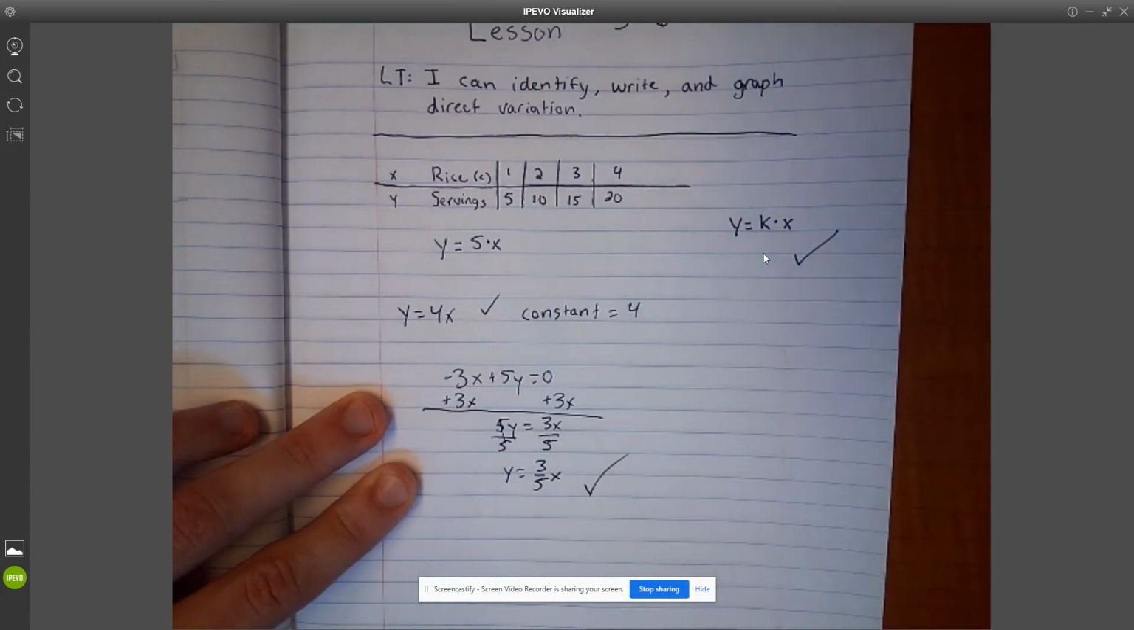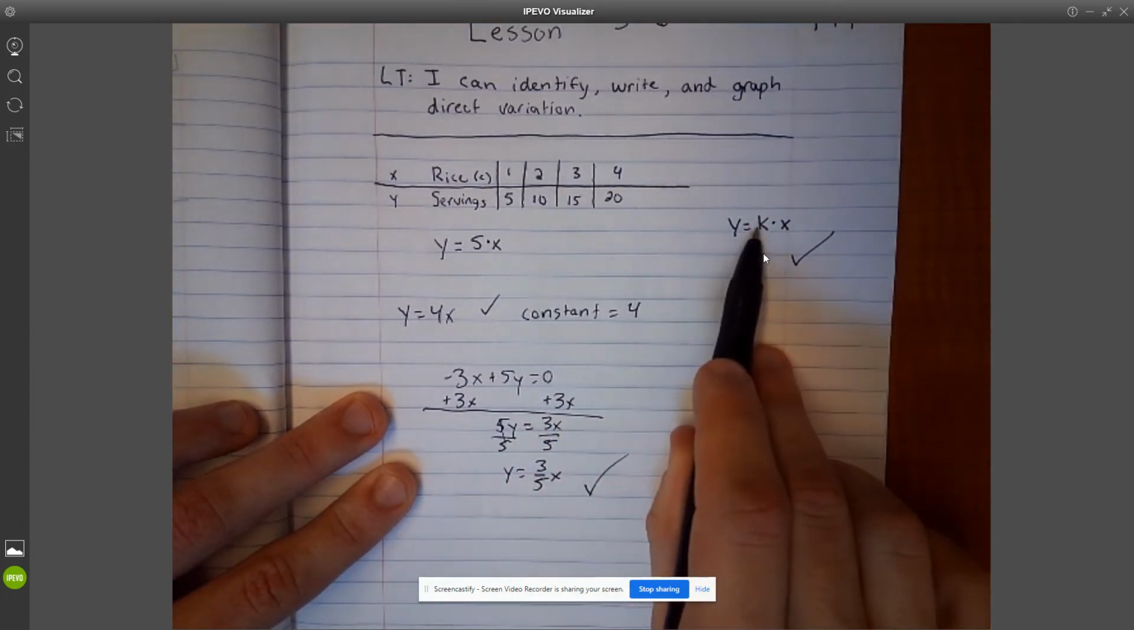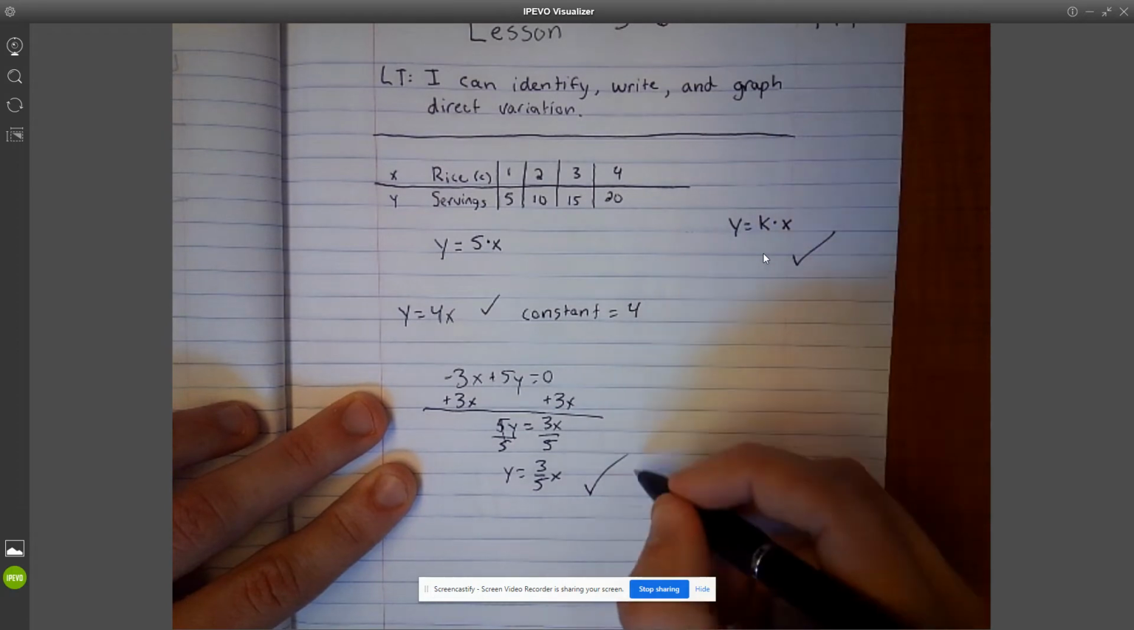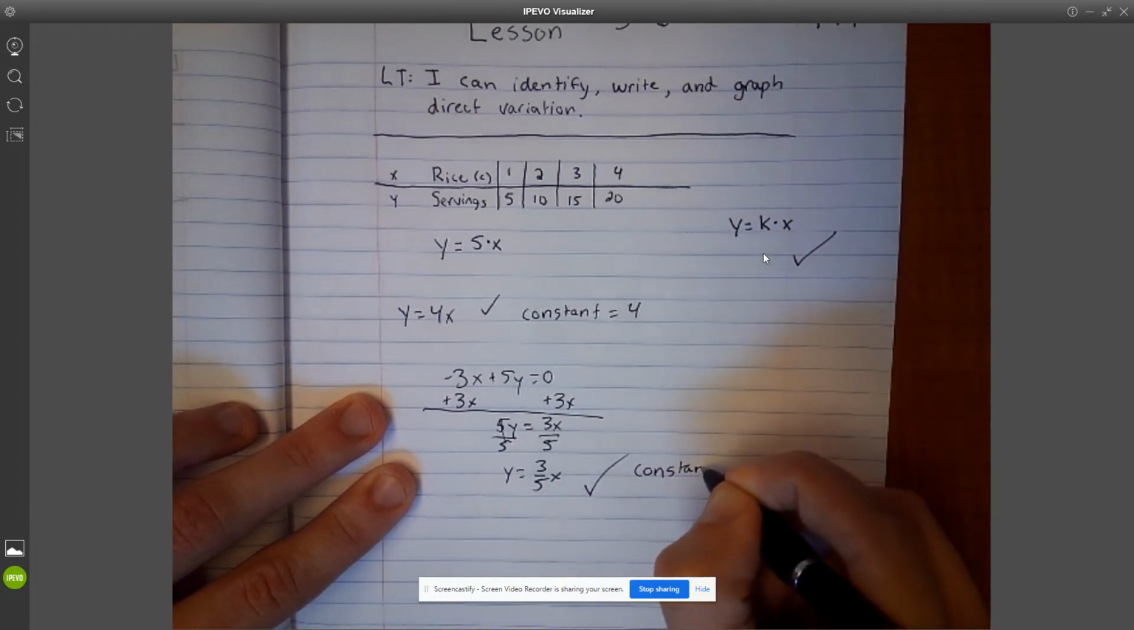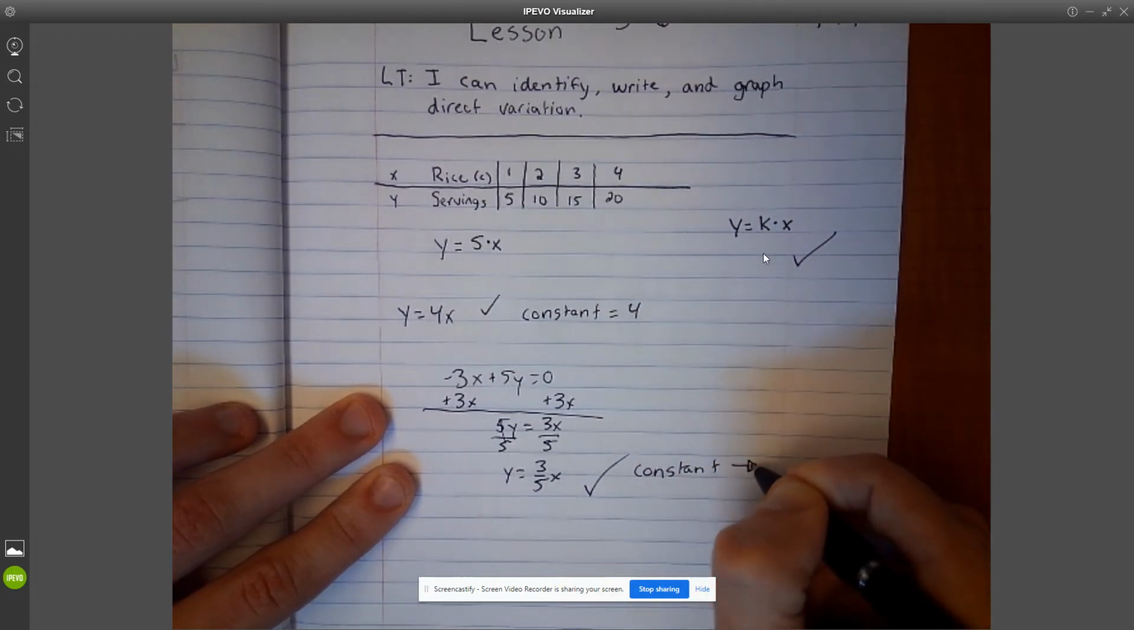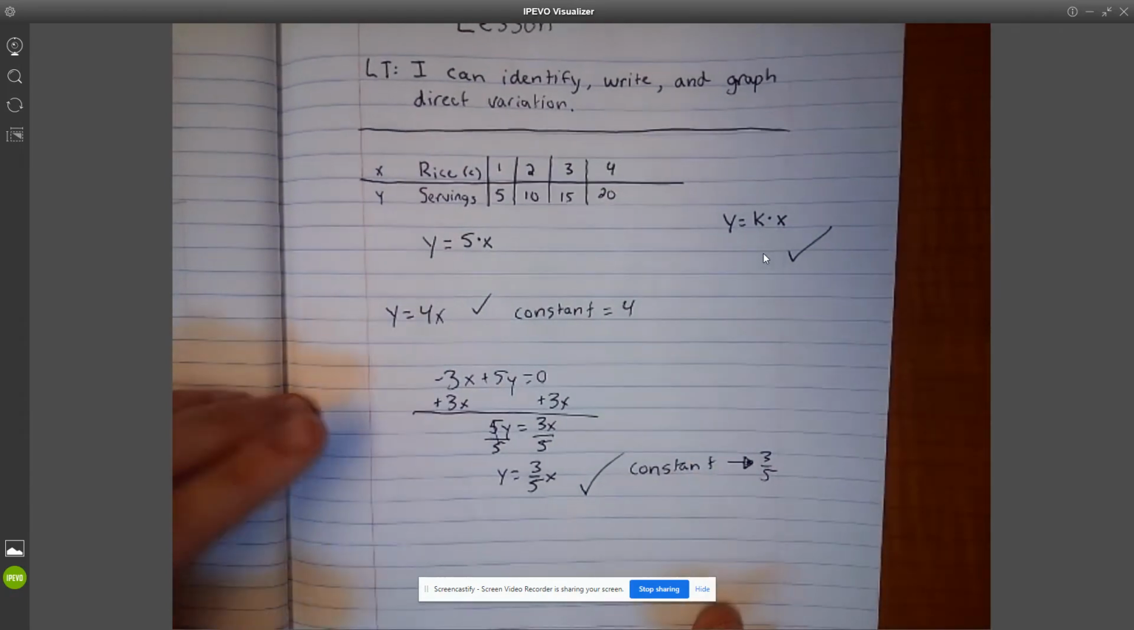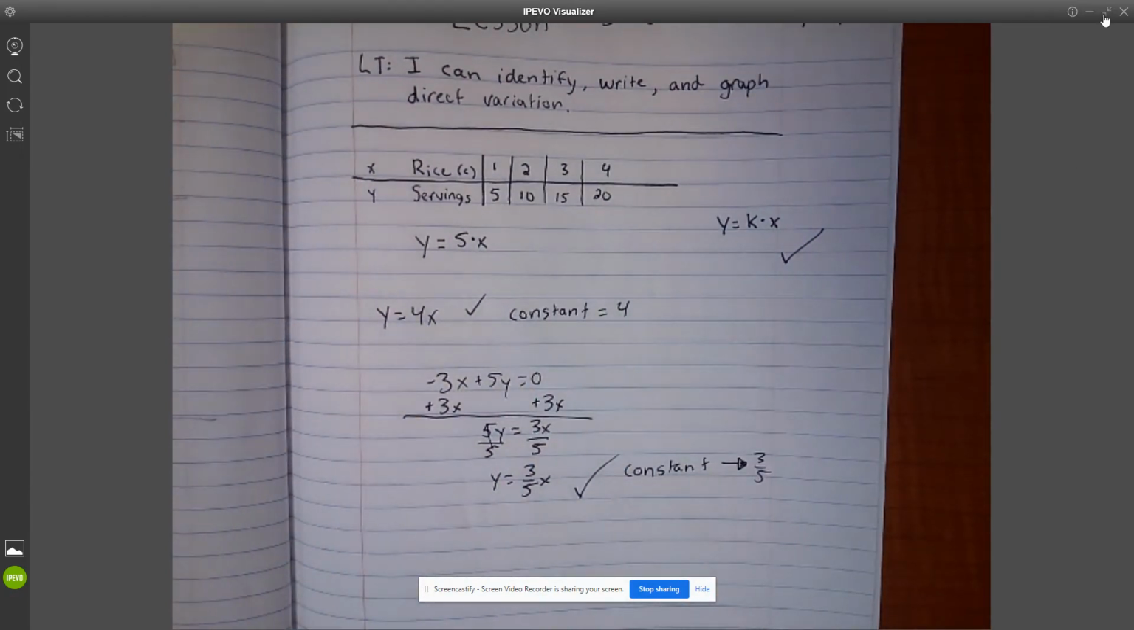Yes, this is a constant. It's constantly growing by 3/5 because that's what we're multiplying by, and our constant would be 3/5. Let's look at an example that's not.